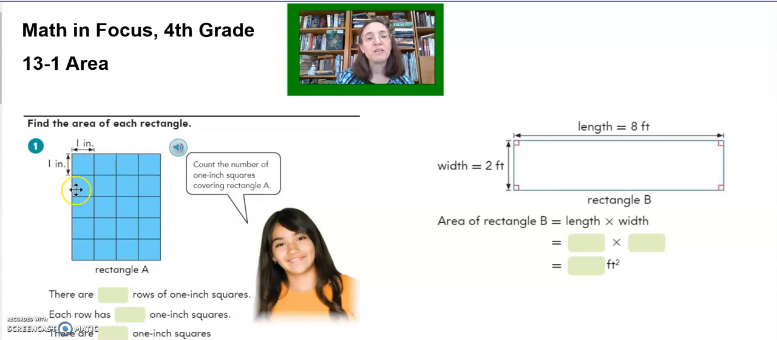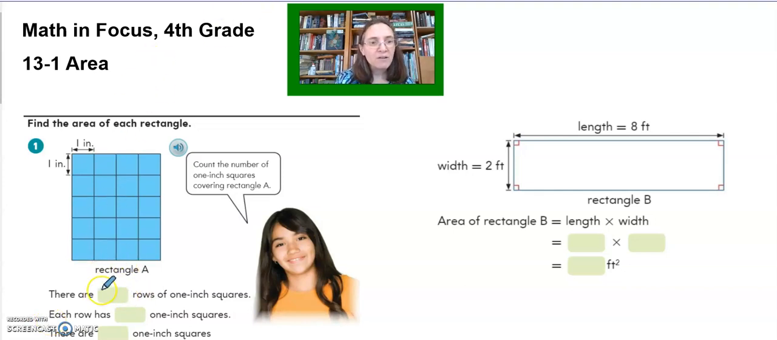Now hopefully if you're looking at number 1 down here, rectangle A looks a lot like an area model, doesn't it? It's got 1, 2, 3, 4, 5 rows and 1, 2, 3, 4 columns, which reminds me of 5 times 4. But when kids are young, their starting place will be to count them all.